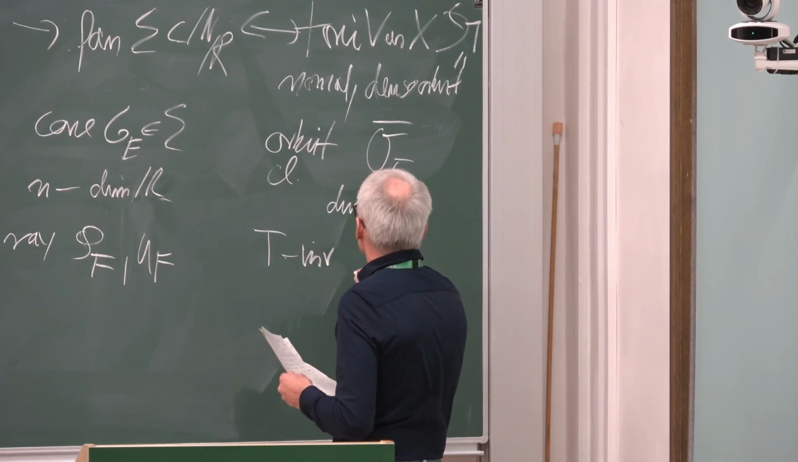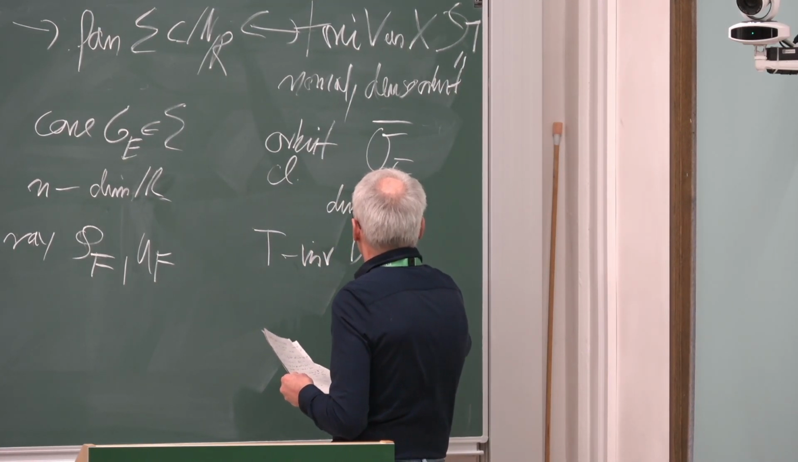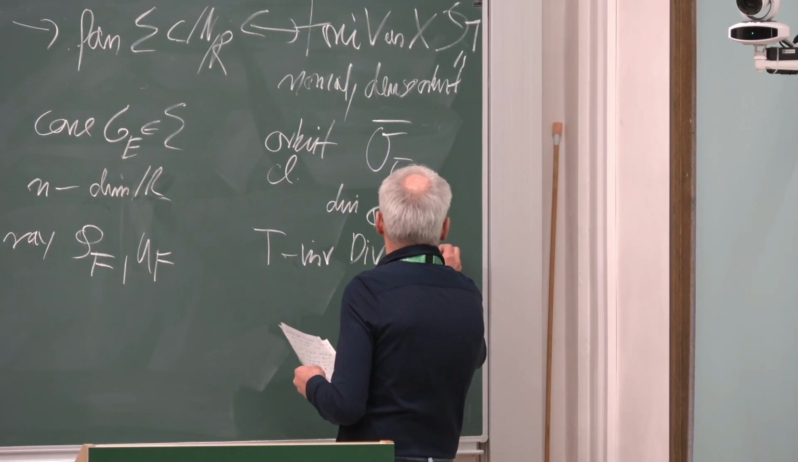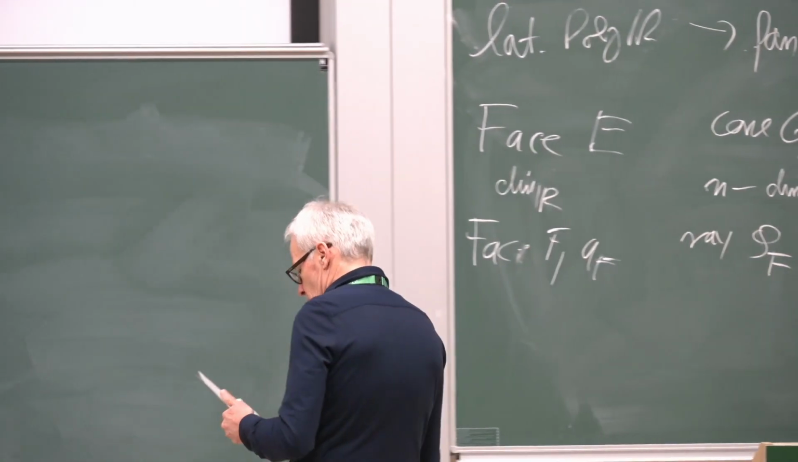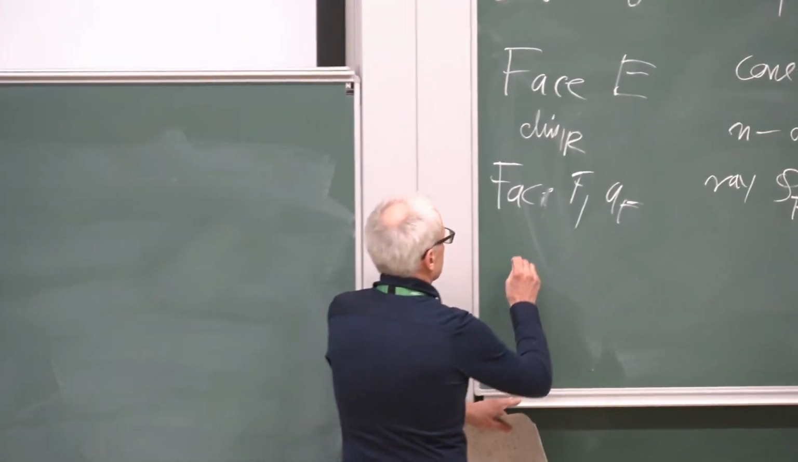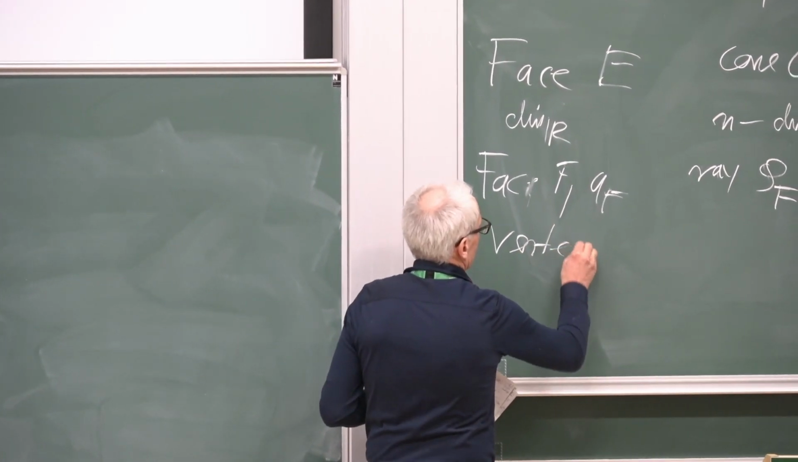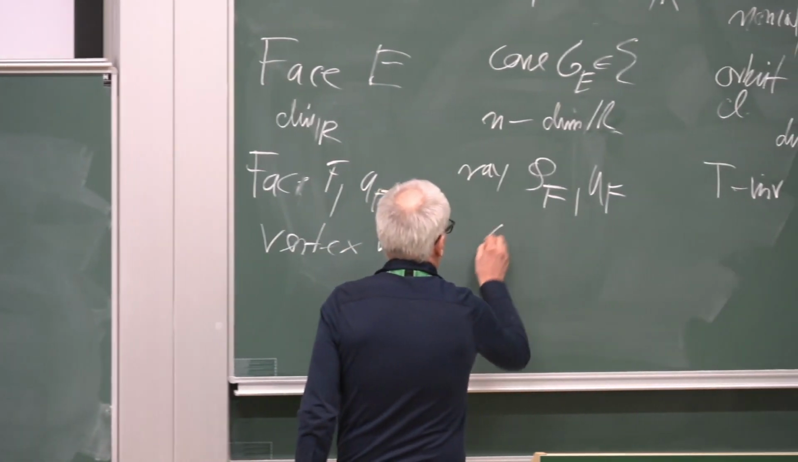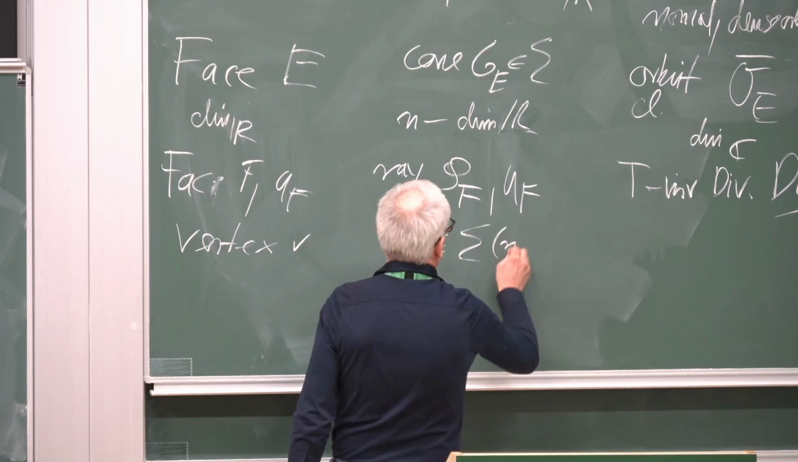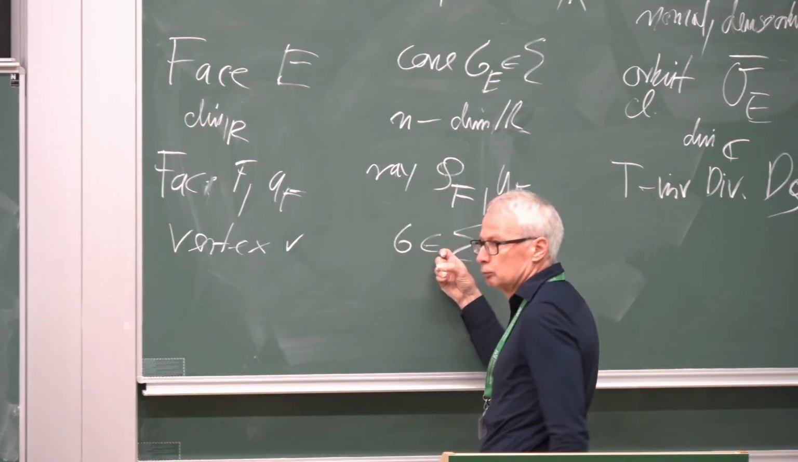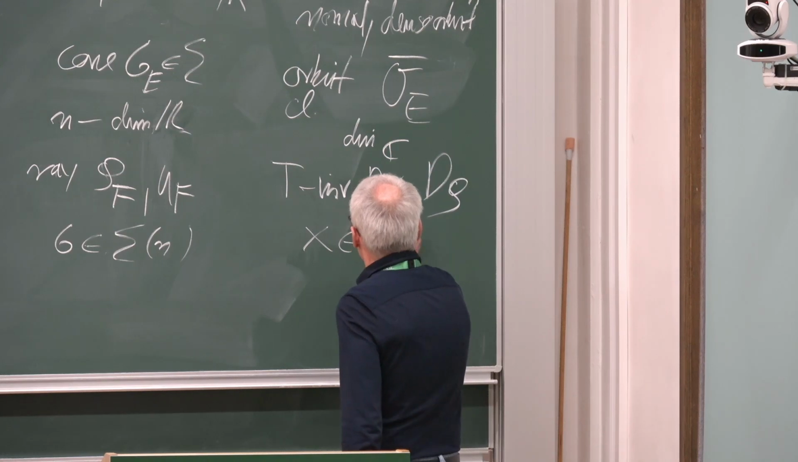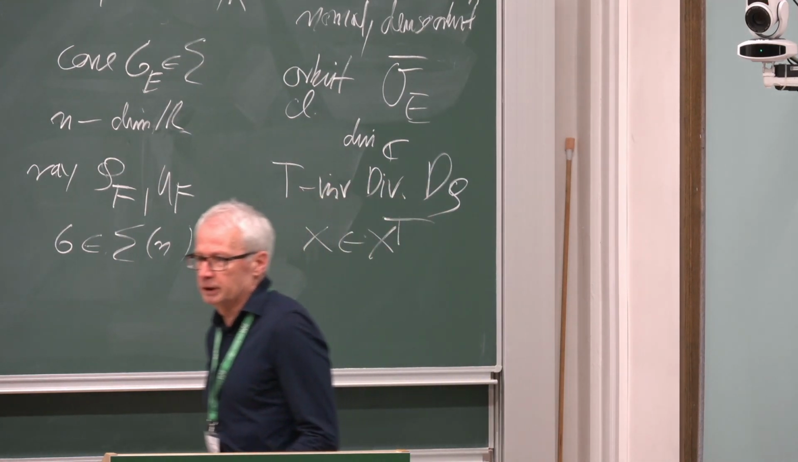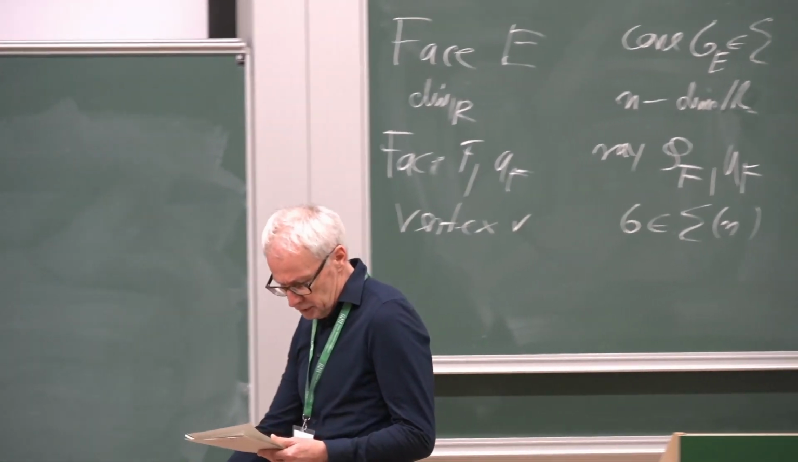This would be a T-invariant divisor, D_rho. So the facets give you divisors on the toric variety. The opposite: if I start with the vertex, that would correspond to a cone which is top dimensional. So this is 0 dimensional, the cone would be top dimensional, and here you would get a torus fixed point. Yeah, it would be again 0 dimensional. These are the fixed points.